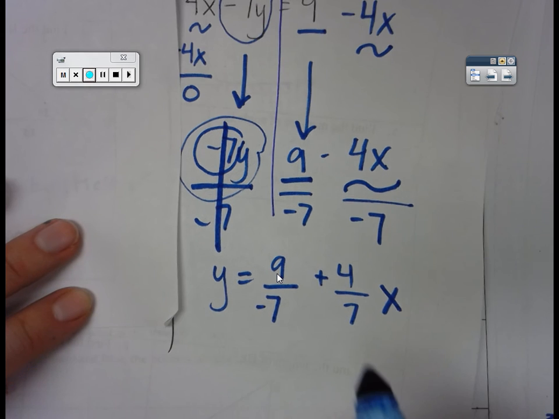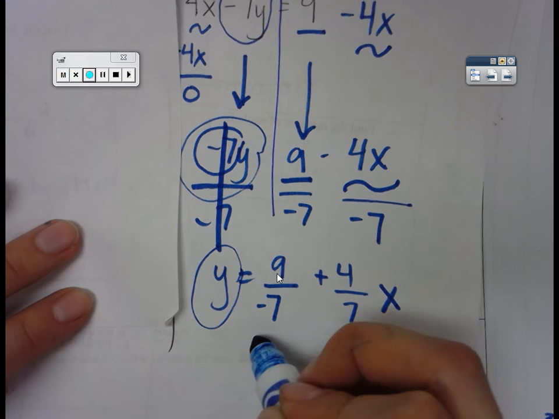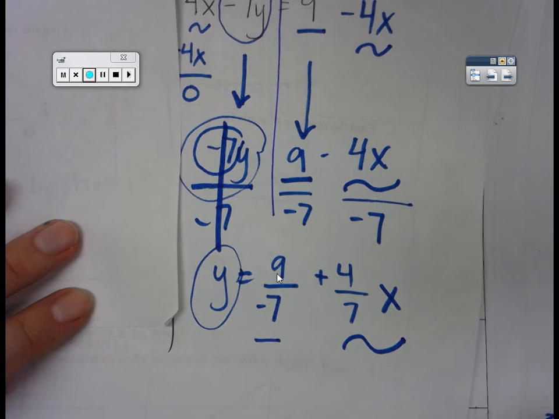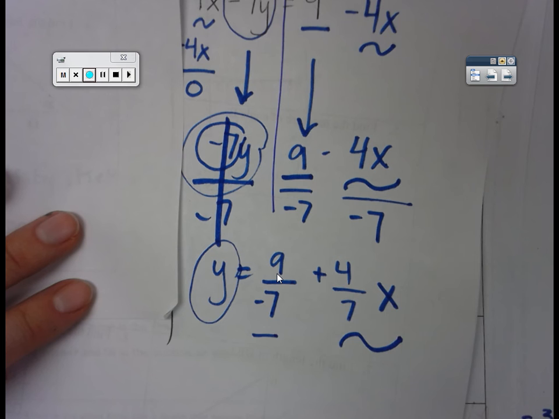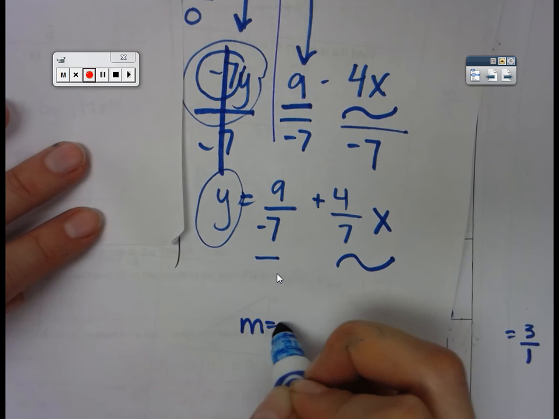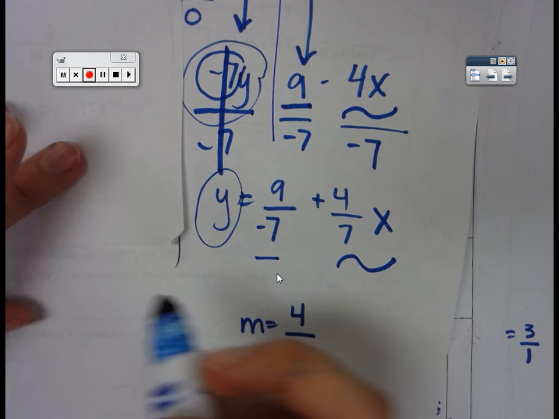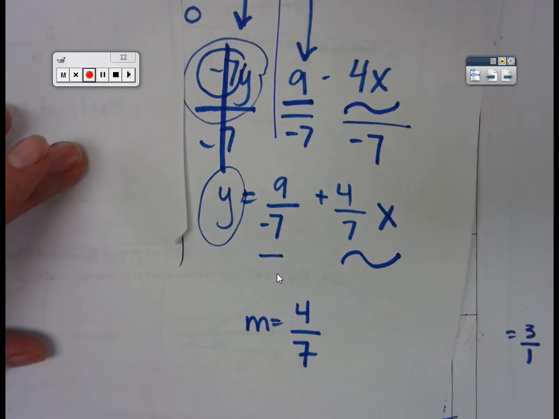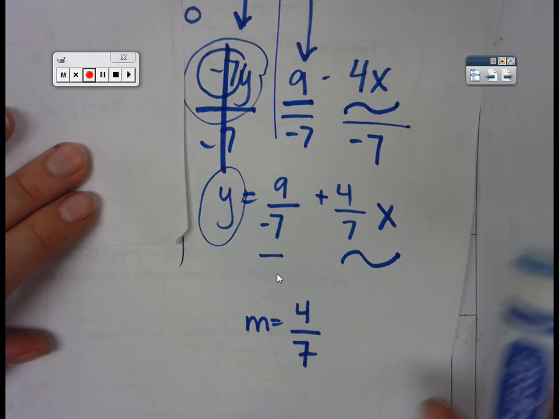Same thing again, this is circled, this is underlined, this is squiggly. So remember, my slope is with the squiggly, with the x. So my slope is 4 over 7. Please watch this again if you get stuck.